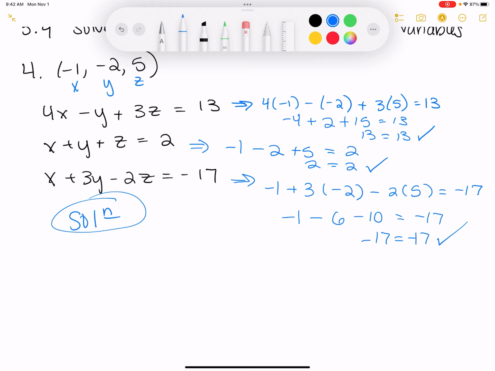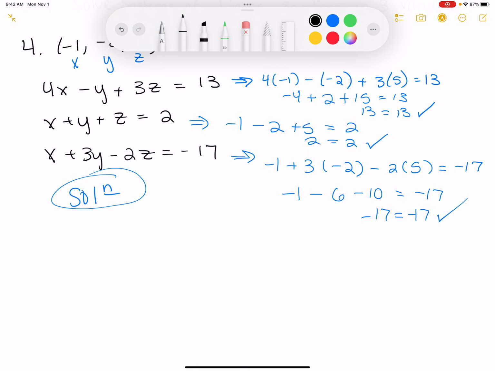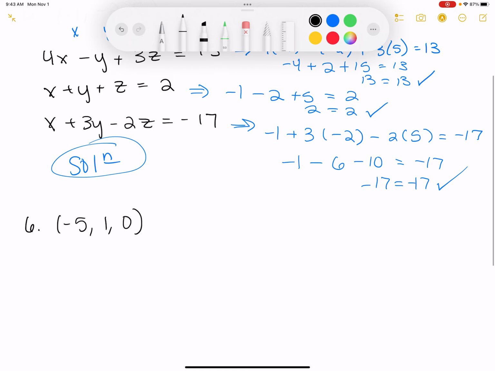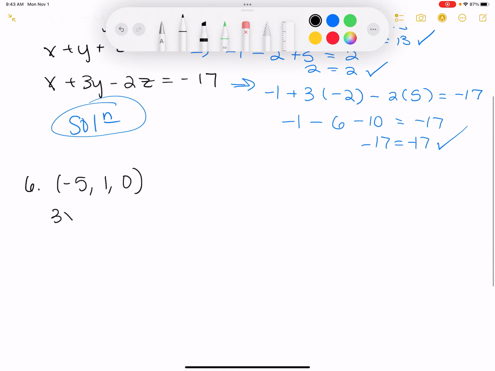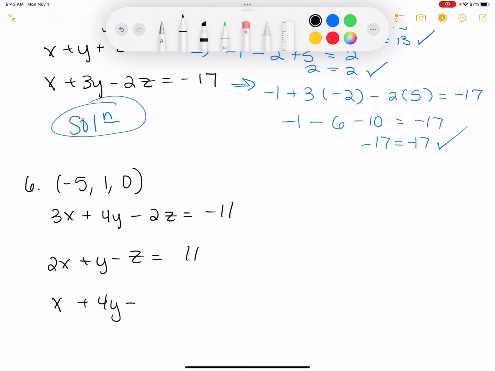Alright, let's look at one more of this type. Number 6, -5, 1, and 0. And then my equations are 3x plus 4y minus 2z is equal to -11. 2x plus y minus z is equal to 11. And x plus 4y minus 3z is equal to -1.